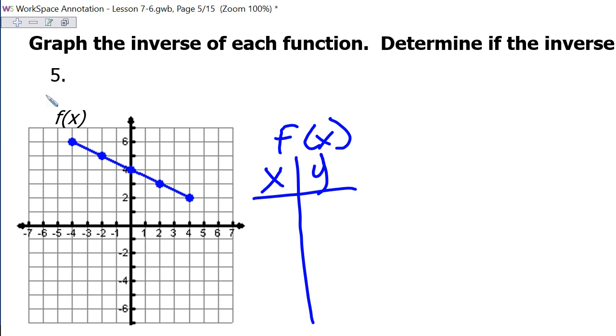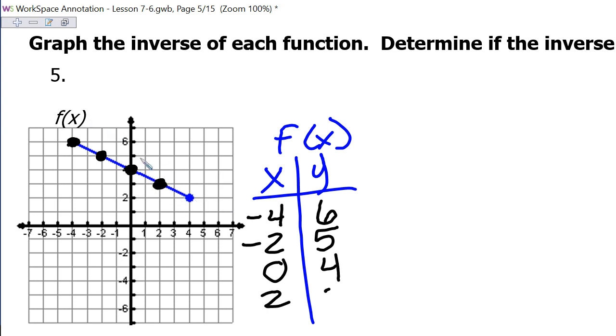This point right here, what is this ordered pair? -4, 6. The next point, what is the next point? -2, 5. What is the next point? 0, 4. What is the next point? 2, 3. And what is that last point? 4, 2. So those are the points for f of x.